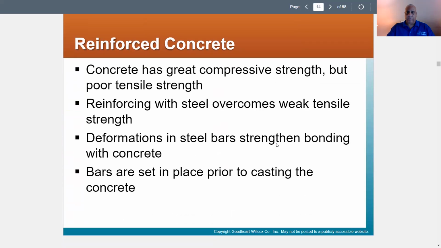Reinforced concrete. Well, one thing about concrete is that it has great compressive strength, but you need some tension, because the tension is poor. That's when you use what we call rebar, which is reinforcing steel, and that overcomes the weak tensile strength. Also, you have the deformations in steel bars, strengthening bonding with concrete, and bars are also set in place prior to placing concrete.